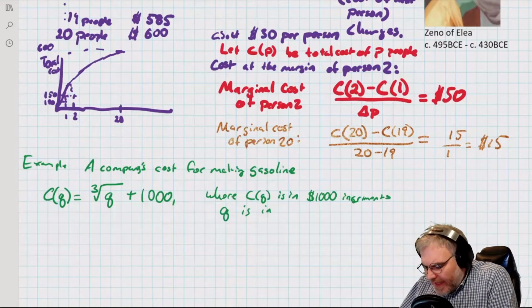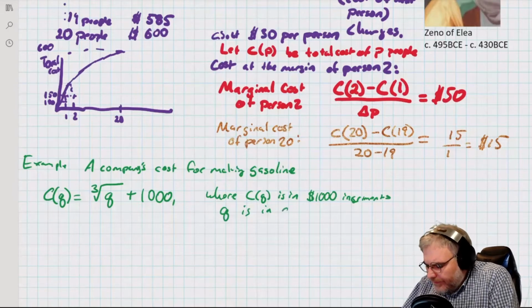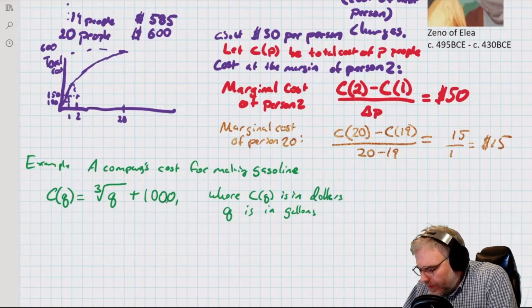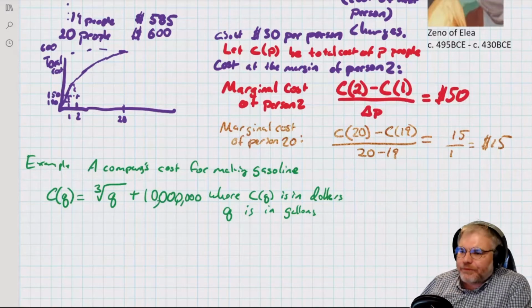It's not actually that. Let's do Q in gallons. So we'll do C of Q just in dollars. This is just totally unrealistic. So let's make this a little bit more realistic. It's going to be plus 10 million. There we go. Now it's more realistic, right?